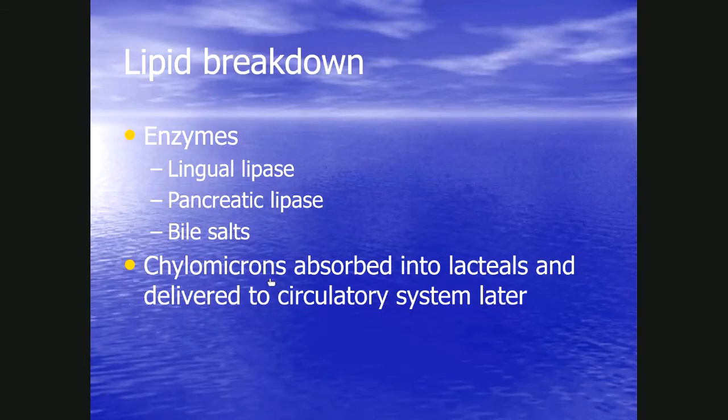Now, again, I mentioned this before, these chylomicrons, they're absorbed into lymph capillaries. They're absorbed into lacteals instead of being absorbed into the regular circulation, and they get delivered later. And that's part of the reason they get to roam around in that heart before they get to the liver and get checked, and that's part of what gives us all that heart disease that is not good.